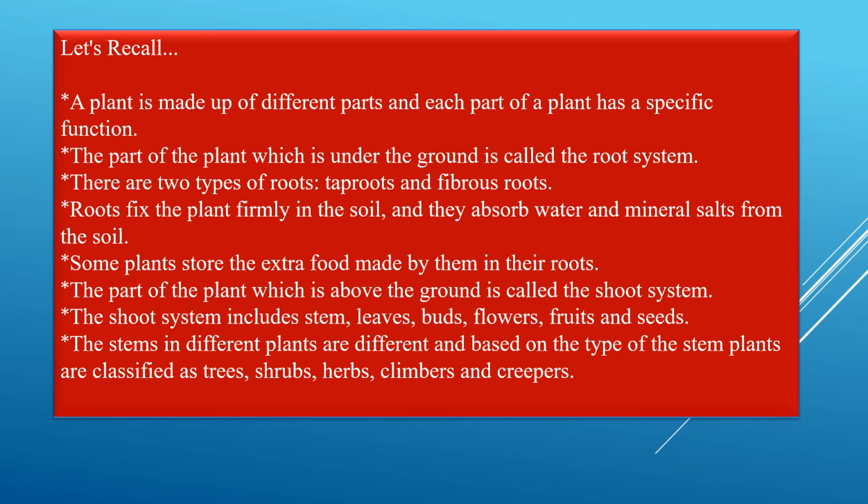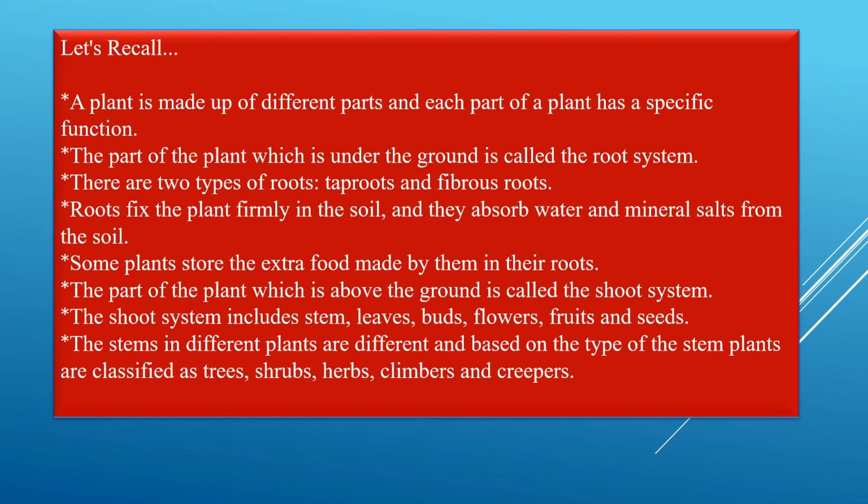Next one. The part of the plant which is under the ground is called the root system. What is said here? The part of the plant which is under the ground, means under the soil, is called the root system. There are two types of roots, tap roots and fibrous roots. Tap roots means a main root, along with which many small roots are attached. Fibrous roots means there is no main root, there are only many other roots. Roots fix the plant firmly in the soil, and they absorb water and mineral salts from the soil.